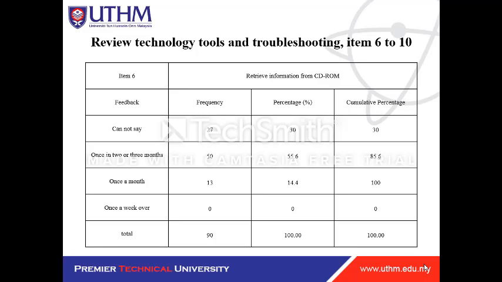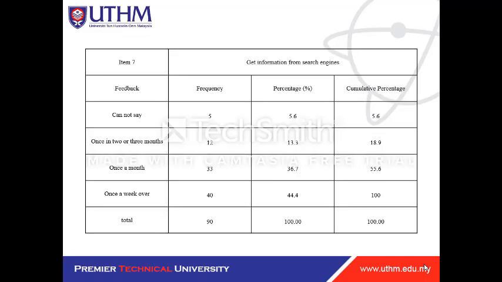Next is item 7. Get the information from search engines. From the data, we can see mostly the students, 44.4, will use a computer to get information from search engines once a week or more. There are also students who use a computer once a month, that is 36.7, to get information. While the third lowest is 13.3, who use a computer once in 2 or 3 months to get information from search engines.